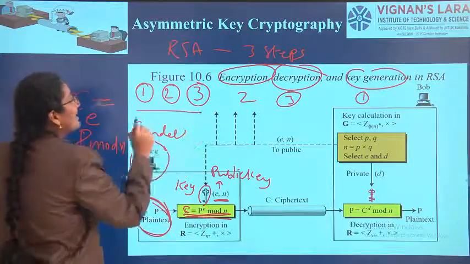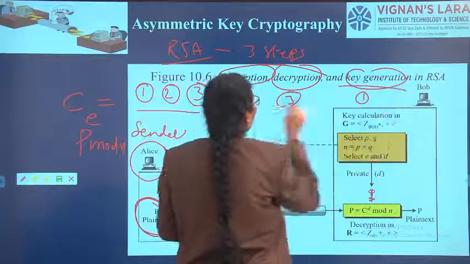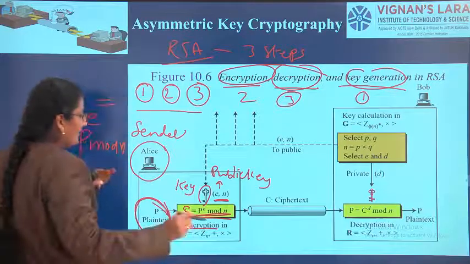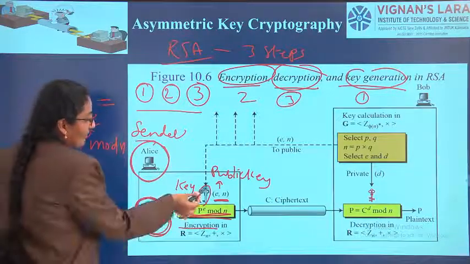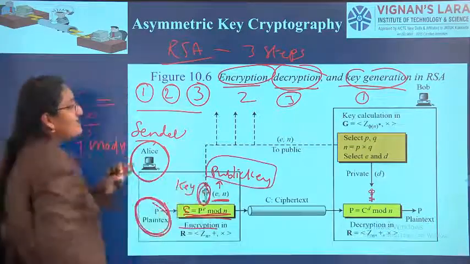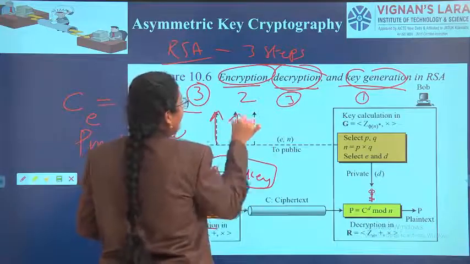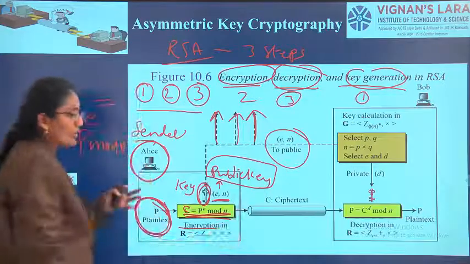So 3 operations we have in RSA. The 3 operations are key generation, encryption and decryption. First we are doing encryption. For that Ellis is the sender. We are taking the plain text and we have the key here. That key is E comma N, nothing but the public key. Since it is the public key, it is known to everybody. This arrow box will indicate that it is the public key.